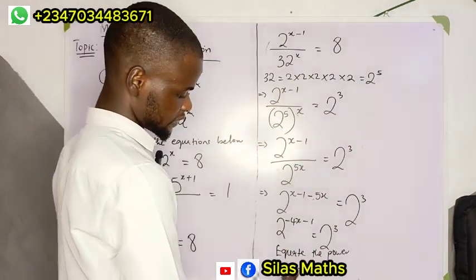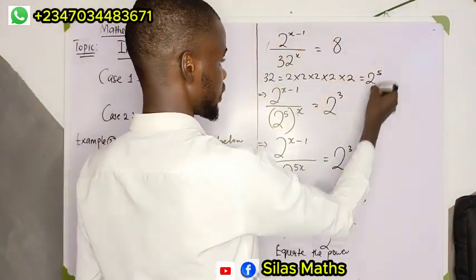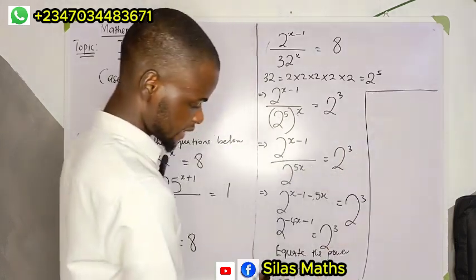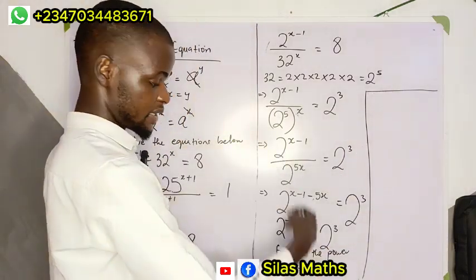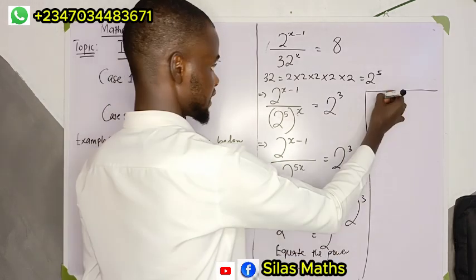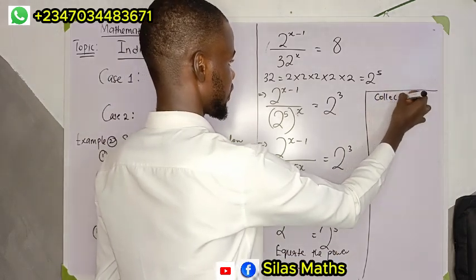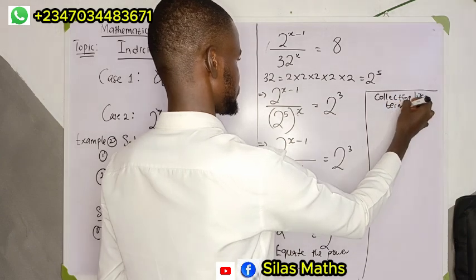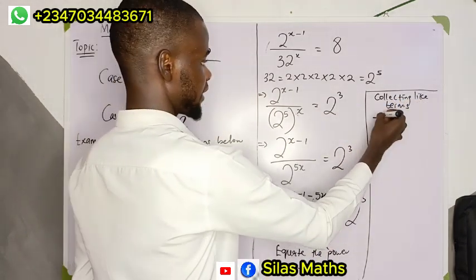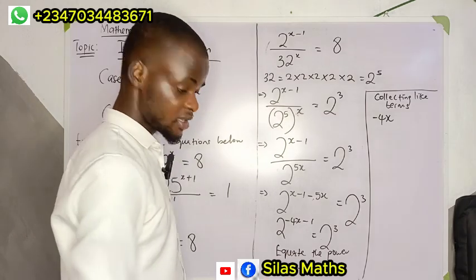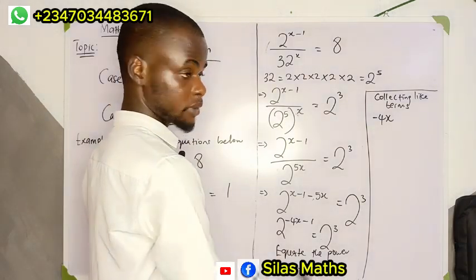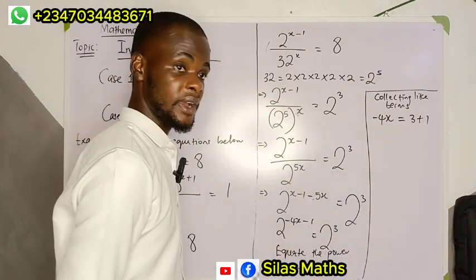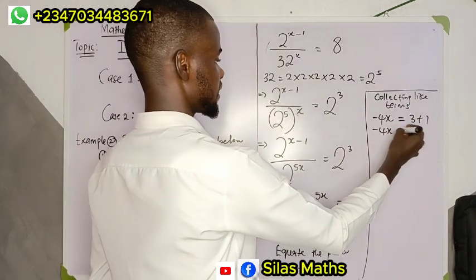So we go ahead and solve. Simplifying this, we collect like terms. The one that doesn't have x should cross over. So collecting like terms, we are going to have minus 4x remain where it is. So minus 1 crosses over, it becomes plus 1. So that will give us equal to 3 plus 1. So I have minus 4x equal to 4.